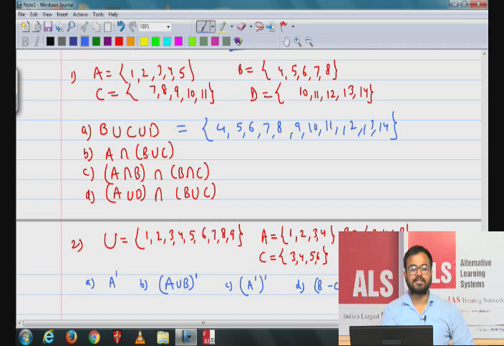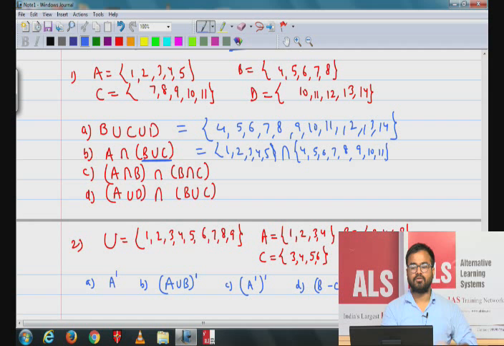Now A intersection B union C. So this is in bracket. So first of all we will do B union C and then we will figure out what is common with A. So this is A: 1, 2, 3, 4, 5 and intersection of B union C. B union C means 4, 5, 6, 7, 8, 9, 10, 11. Now the common elements between them is only 4 and 5.